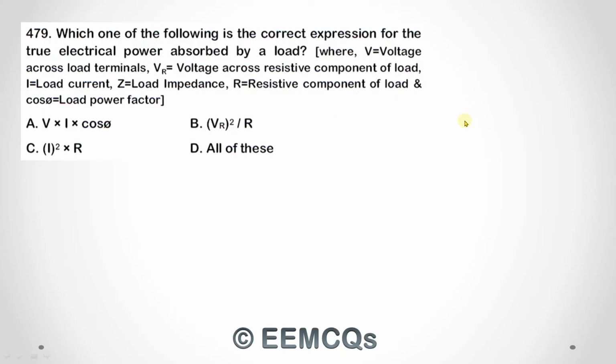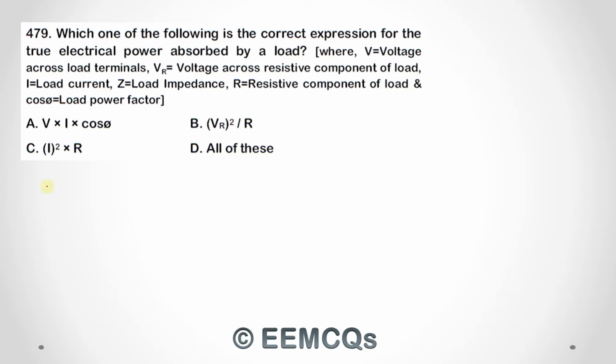So, taking the first question, that is question number 479, which one of the following is the correct expression for the true electrical power absorbed by load, where V is the voltage across load terminals, VR is the voltage across resistive component of the load, I is the load current, Z is load impedance, R is the resistive component of load, and cos phi is the load factor.